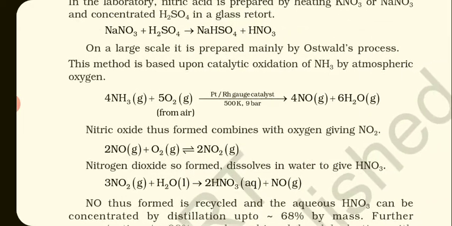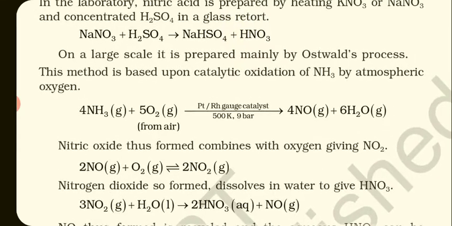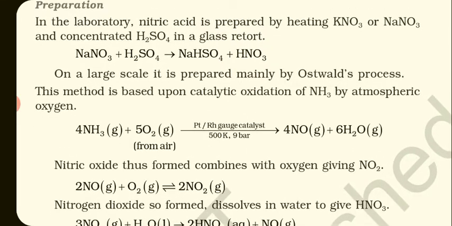Preparation: how nitric acid is prepared in the laboratory. Nitric acid is prepared by heating KNO3 or NaNO3 and concentrated H2SO4 in a glass retort. NaNO3 plus H2SO4 gives NaHSO4 plus HNO3. NaHSO4 is sodium hydrogen sulfate.